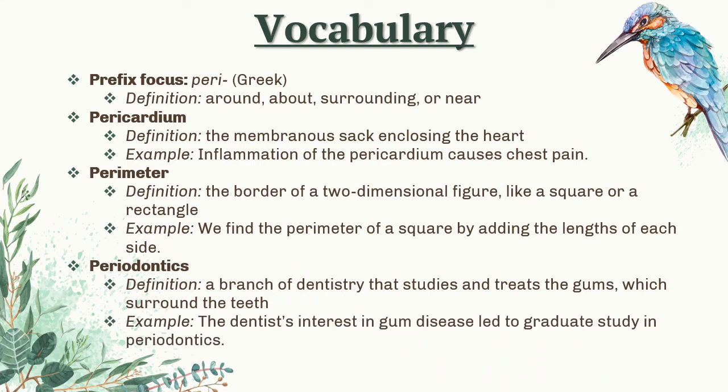For example, the dentist's interest in gum disease led to graduate study in periodontics. So this is a dentist. They are very interested in diseases that happen in your gums, and how to treat them. So after already having a degree, they went back and got a degree studying periodontics so that they would be able to treat those kinds of issues. All right, let's do some practice.